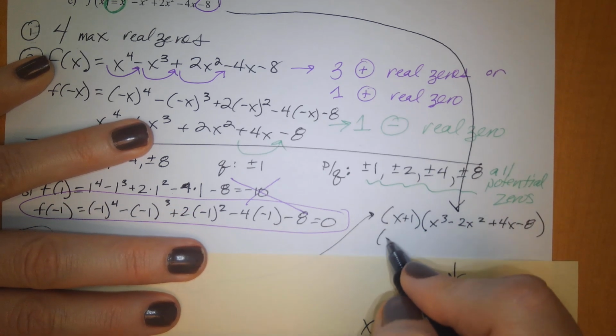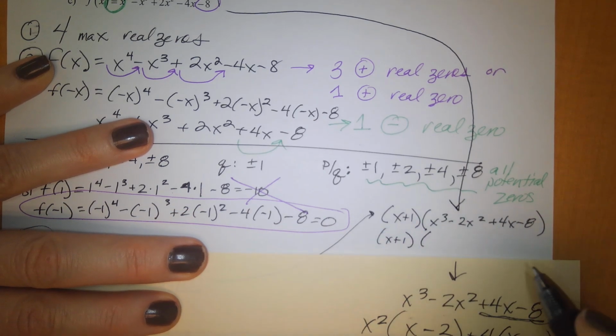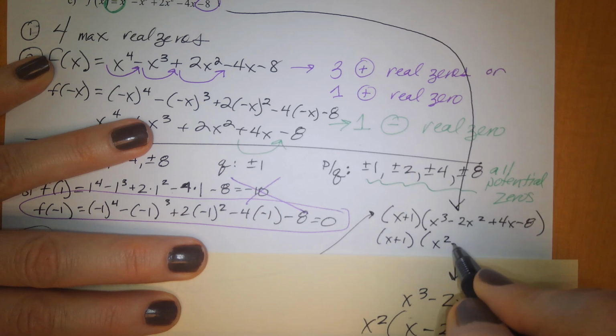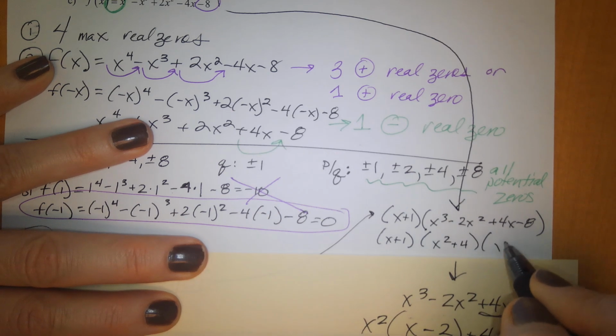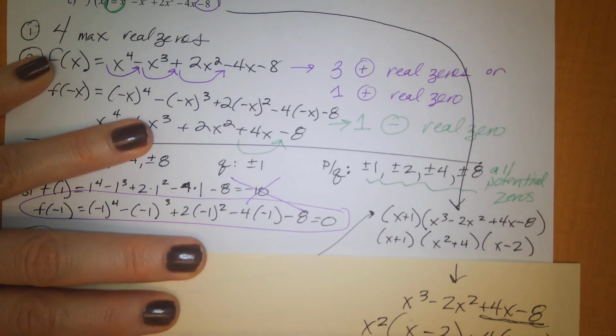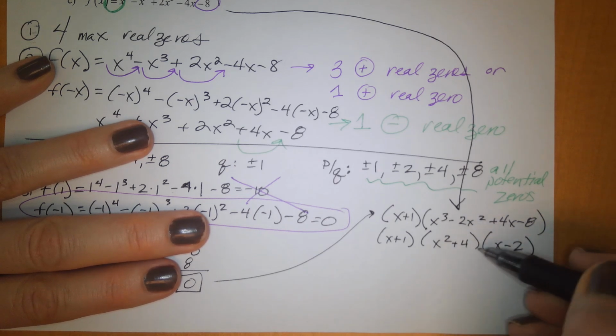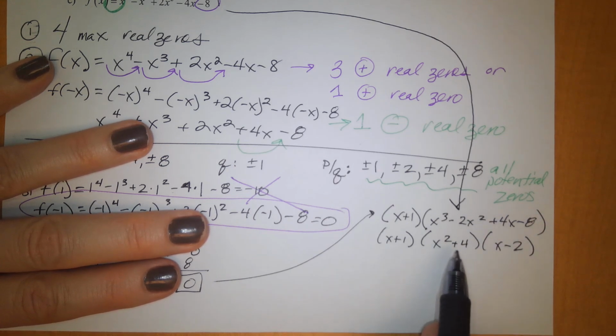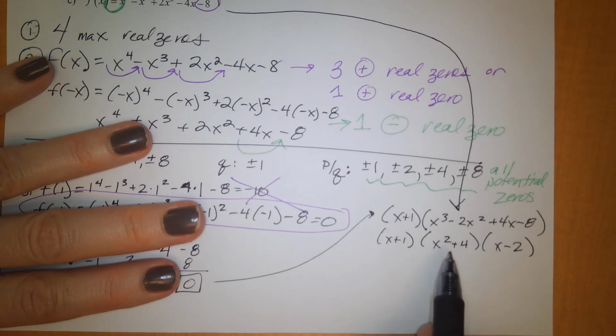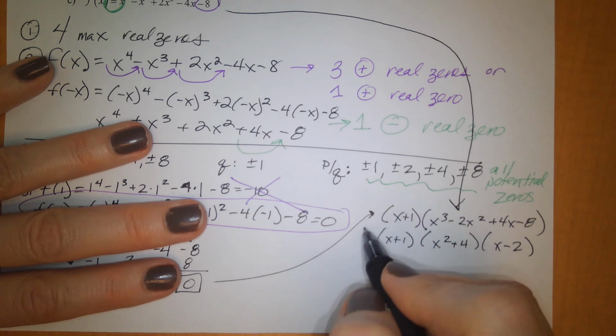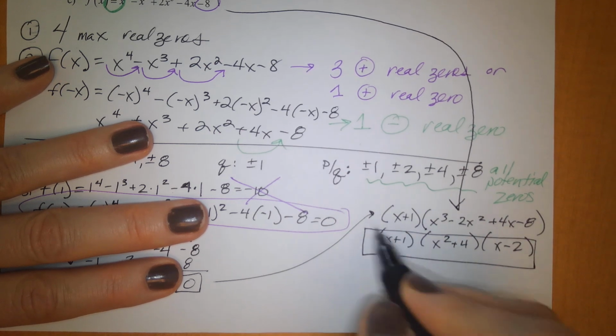So I'm going to write this as x plus 1 times x squared plus 4 times x minus 2. So this factors down into this factored form. Now at first glance I think, oh wait, this is factorable. But it actually is not because of that plus sign. This is the sum of two squares, which is prime. You cannot factor the sum of two squares. So this is completely factored form.